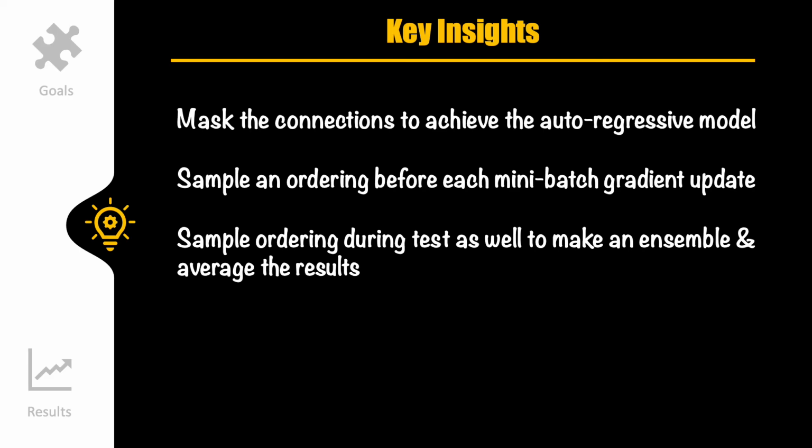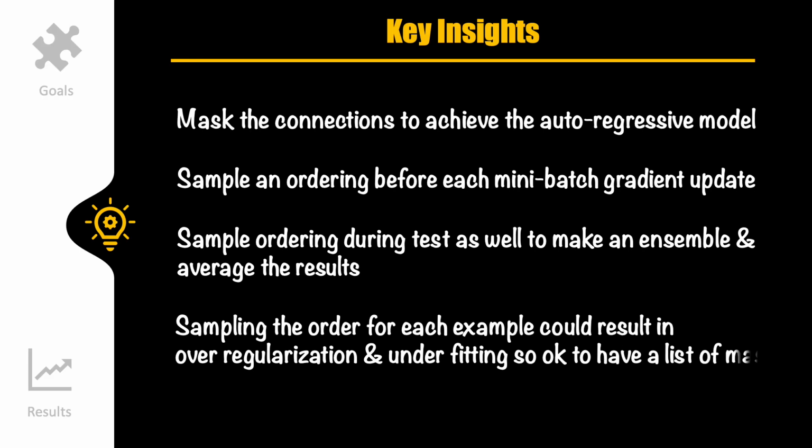And finally, they also noticed that sampling the order for each example was making the network difficult to learn or difficult to converge. There was too much variation for the network to handle, and as a remedy, they then generated a list of masks and recycled them. So this can be seen as a balancing act. Selection of the list of masks would then become a hyperparameter that you would have to figure out for your task at hand.